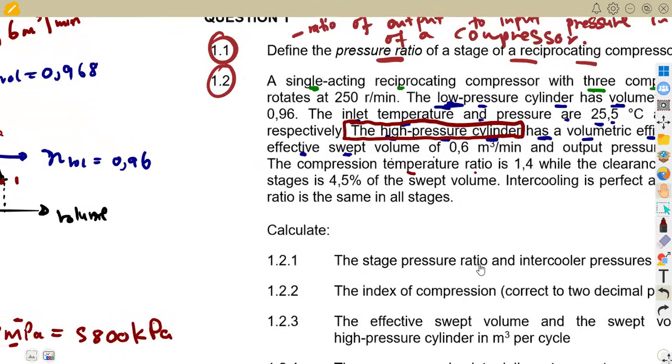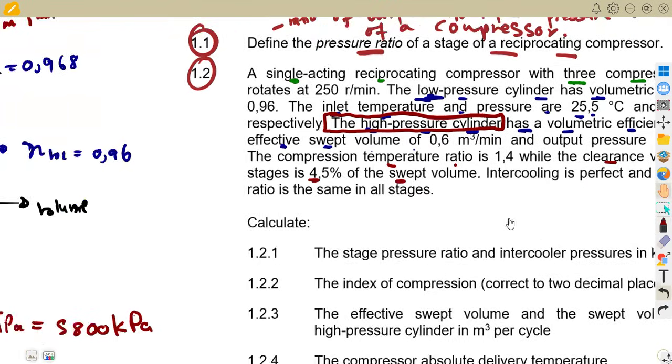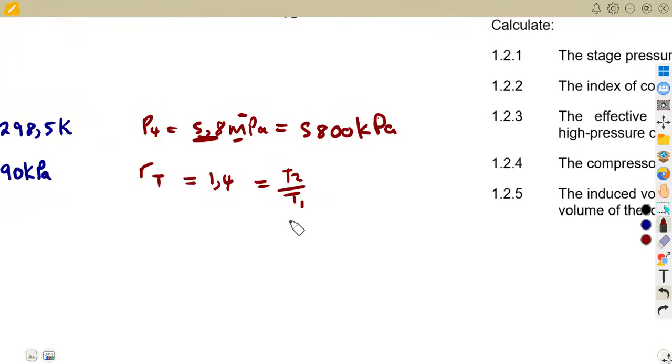Then what else do we have? We are also given here that the clearance volume for all stages is 4.5% of the swept volume. All right, so this is about the clearance for all stages. Remember clearance volume, VC. So they are saying VC is equal to 4.5% of the swept volume. But this is for all stages. Each and every stage is using this condition.